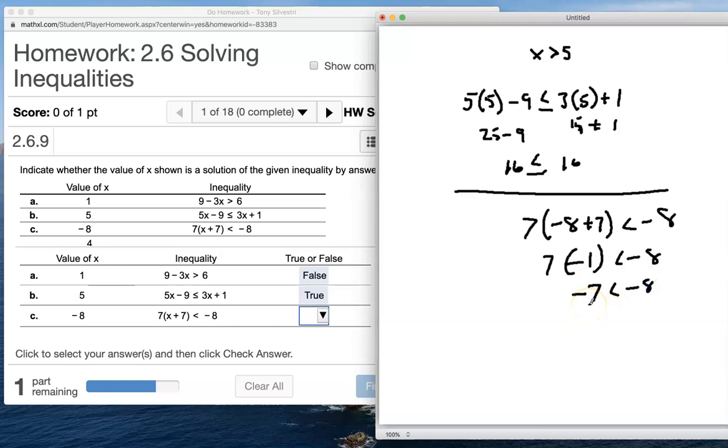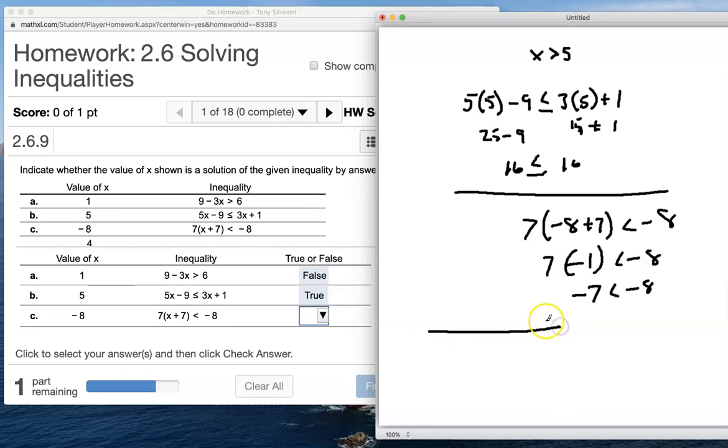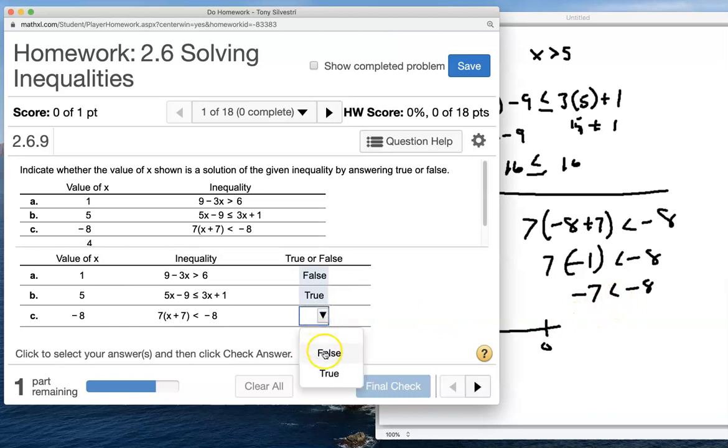Well, negative 7 is not less than negative 8, because remember on the number line, here's 0, and let's pretend negative 7 is over here and negative 8 is over there. Negative 7 is greater than negative 8 because it's to the right of that point. Any point to the right of another is greater. Negative numbers can be a little confusing because you're used to positive numbers, but when you plot them out, negative 8 is less than negative 7. So what they're trying to say is false. Negative 7 is less than negative 8 is false.